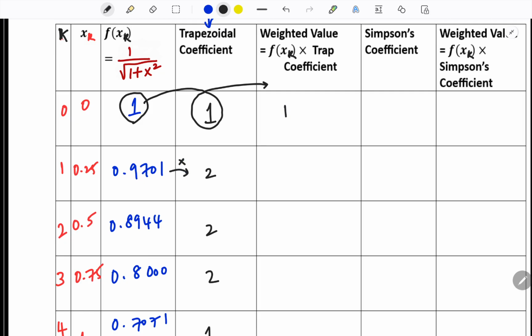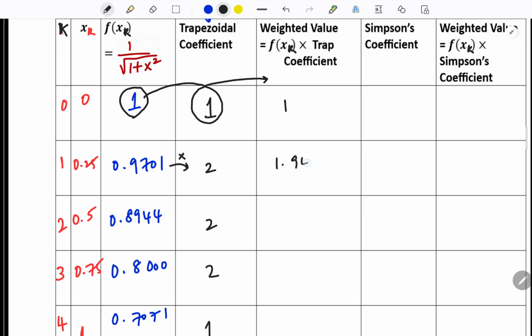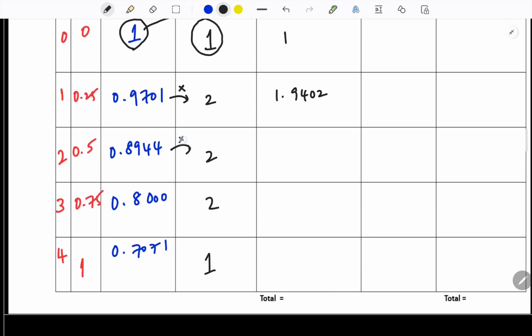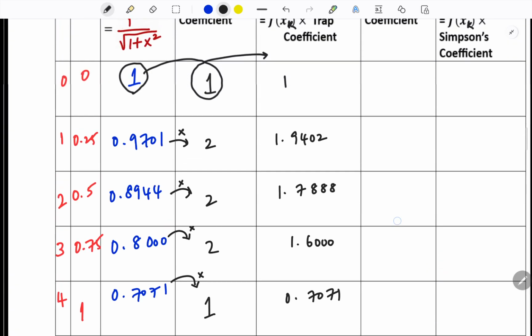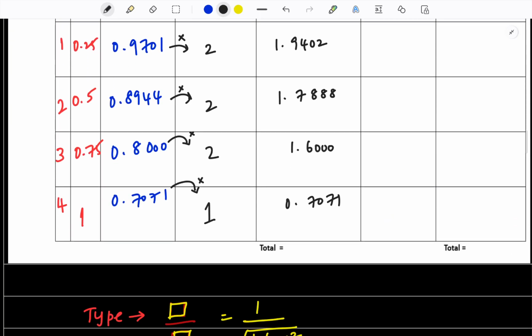And this multiplied by this, you're going to get 1.9402. And this multiplied by this, you're going to get 1.7888. This multiplied by this, you're going to get 1.6000. And this multiplied by this one, 0.7071. Immediately finish your total. Total means you're going to add all these things. So let me add all these things. 1.9402 plus 1.7888 plus 1.6 plus 0.7071, which is equal to 7.0361.